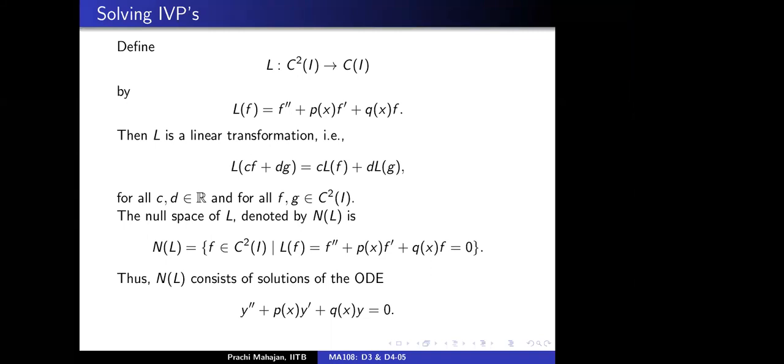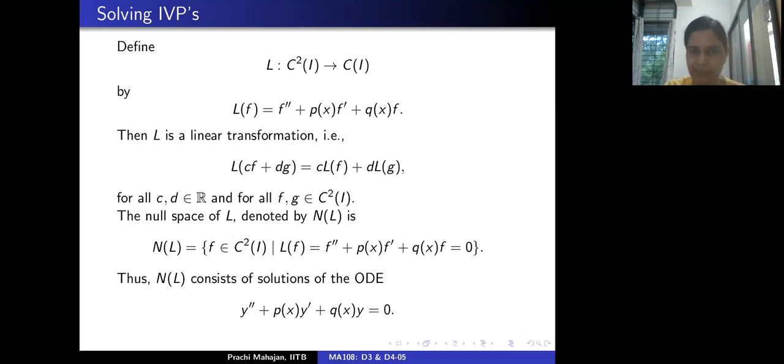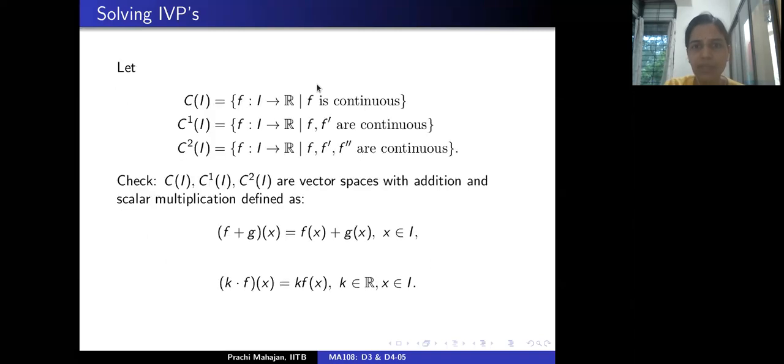Yes, ma'am. Why are we saying "consists of solutions"? Won't they be the exact solutions of the ODE? It is. The only thing is the following: if I consider the solutions of this ODE, I want y to be twice differentiable. But what we are interested in here, sort of emphasizing, is that f is actually twice continuously differentiable. What it means is the following: f double prime is also continuous.